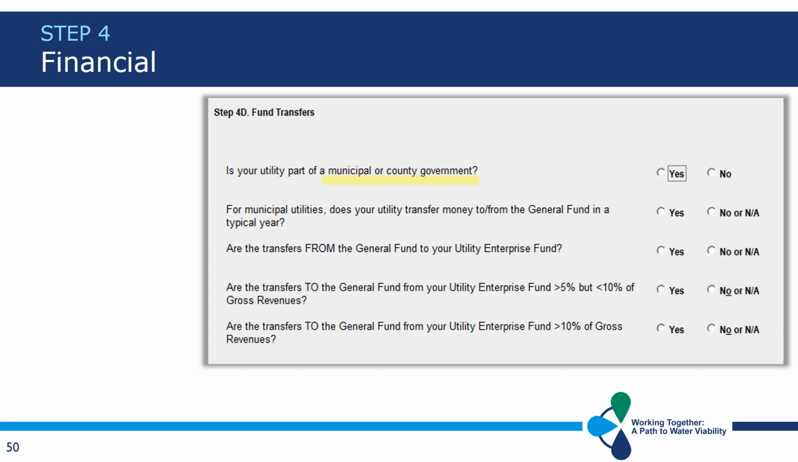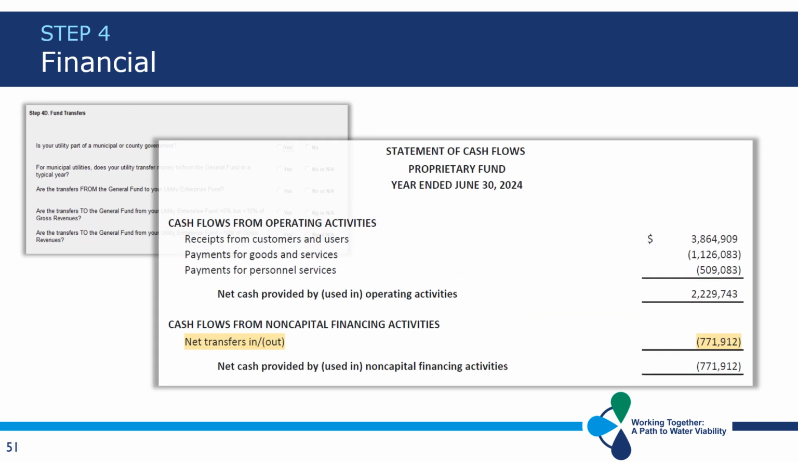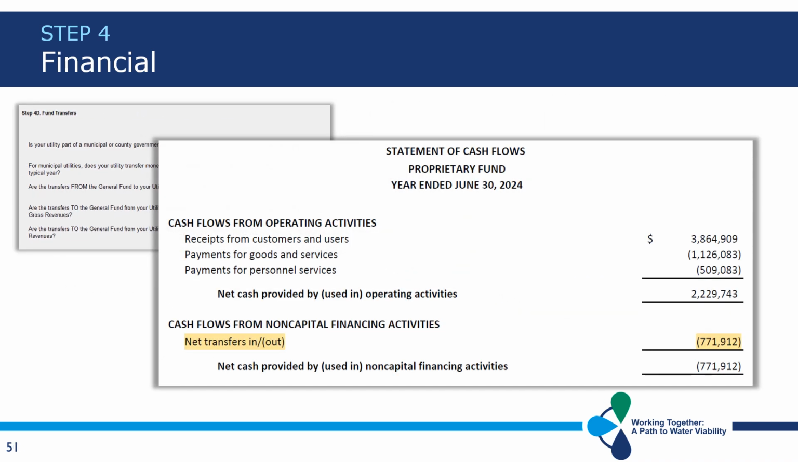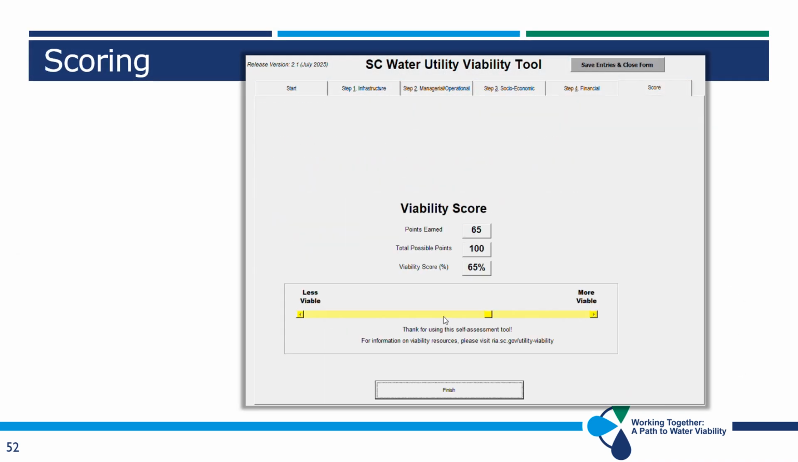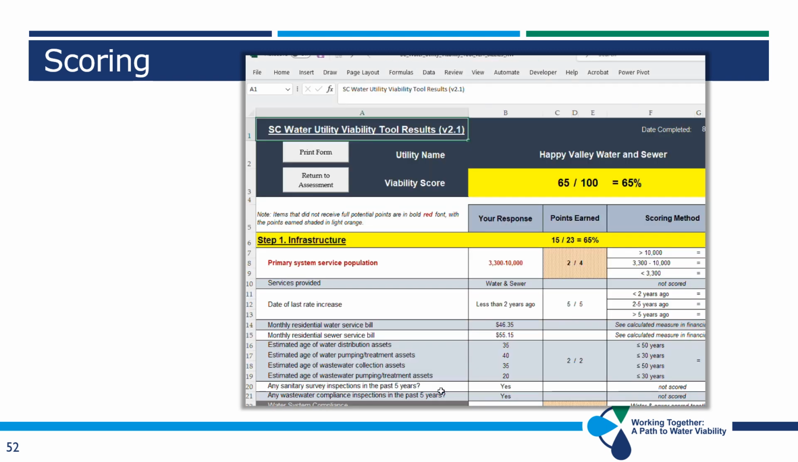Transfers should be noted on the statement of cash flows, but you may need to consult the financial statement notes or other records to get more details. These questions are important because substantial transfers can indicate possible financial problems, since utilities should be able to be self-funded by customer fees. Once you complete the financial section, the tool will calculate your score. When you click Finish, you will be taken to the score summary sheet.